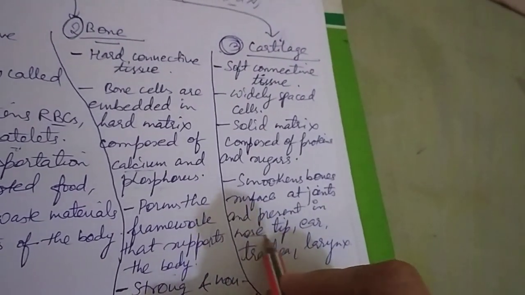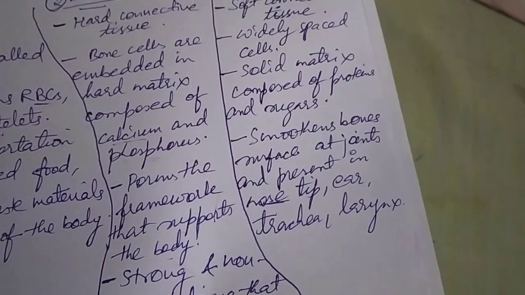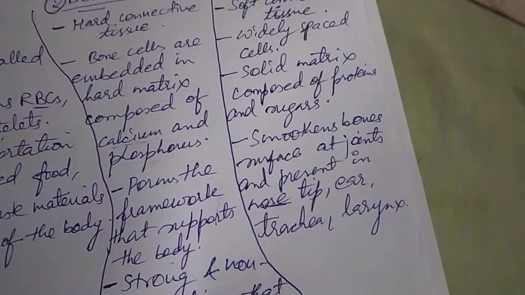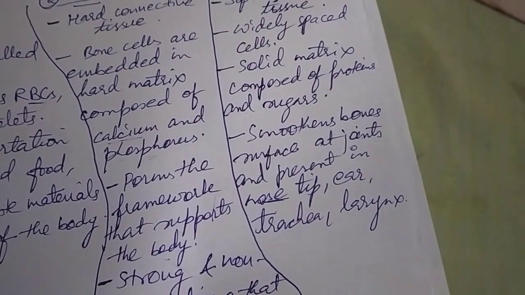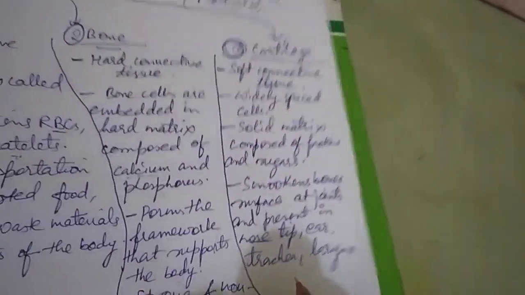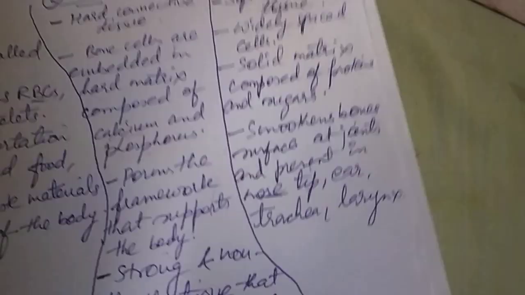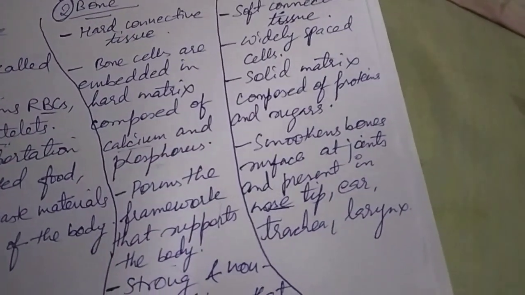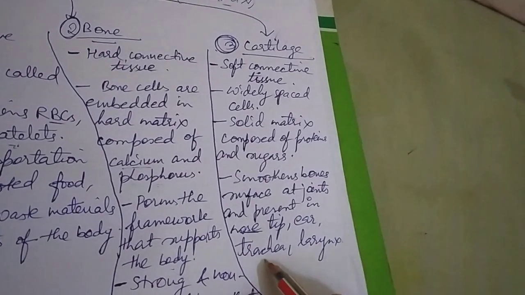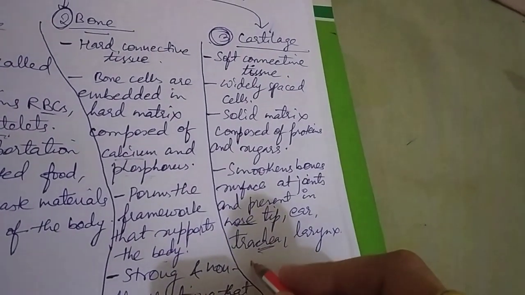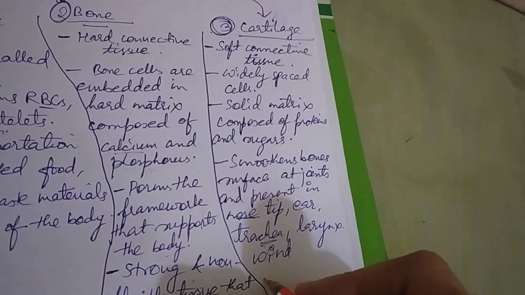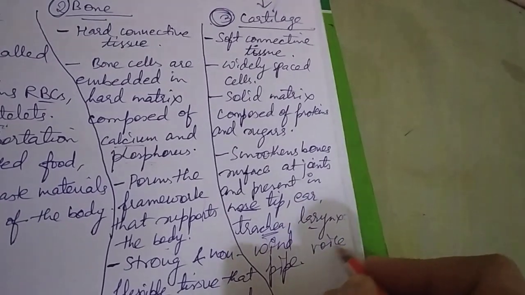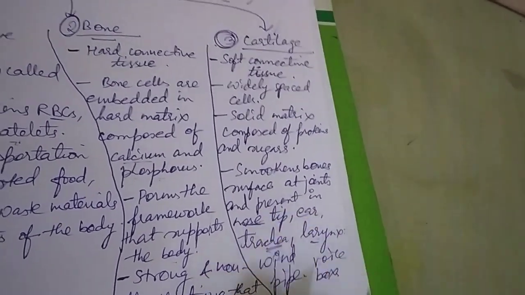It is also present in the nose tip. When you touch your nose tip and press it, you can feel the bending, isn't it? It is easily pressed because it is compressible and flexible. Why? Because of the cartilage. Then the ear, the pinna, the outer external ear, is also made up of cartilage. That's why you can fold your ears. Then the trachea is the windpipe through which air enters our lungs. And the last one is the larynx, the voice box, through which the voice is produced. So these are all made up of cartilage.